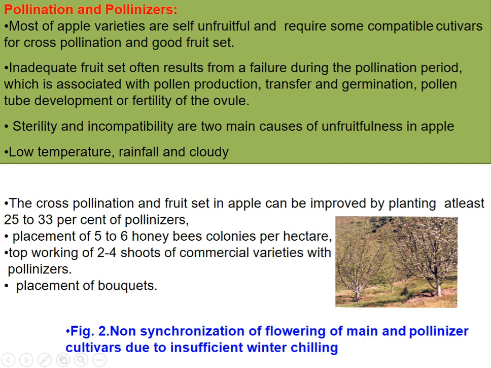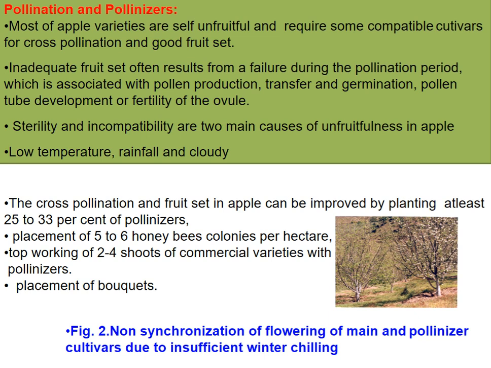Pollination and pollinizers. Most of the apple varieties are self-unfruitful and require some compatible cultivars for cross-pollination and good fruit set. Inadequate fruit set often results from failure during the pollination period, which is associated with pollen production, transfer, and germination, pollen tube development, or the fertility of the ovule. Sterility and incompatibility are the two main causes of unfruitfulness in apple. Lower temperature, rainfall, and cloudy weather are also some of the causes of unfruitfulness in apple.